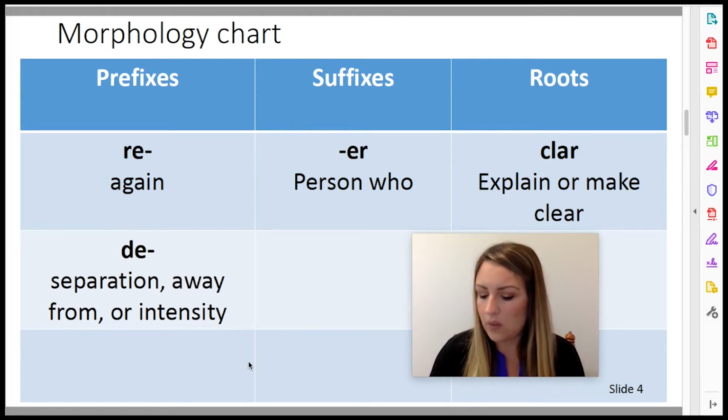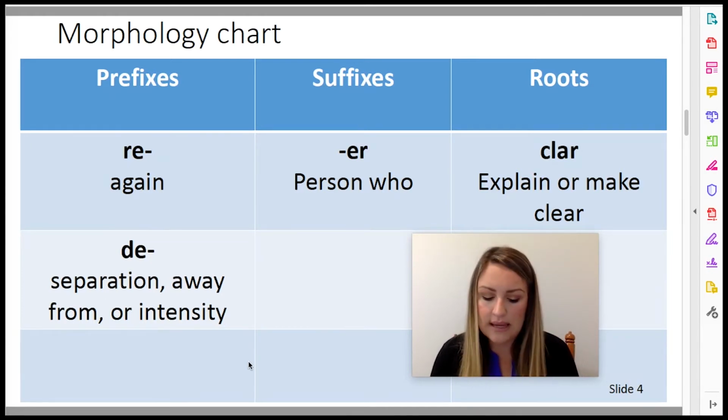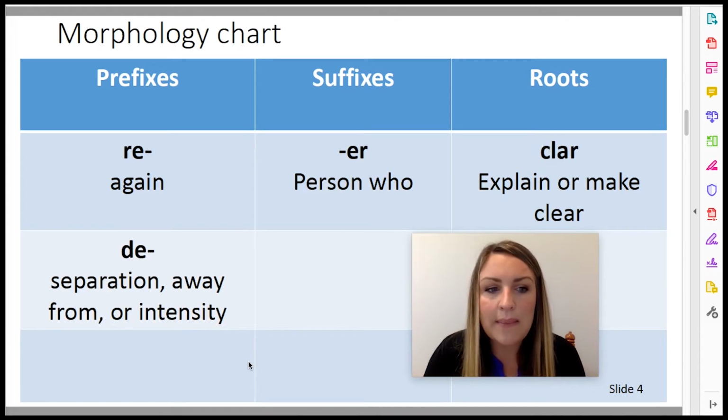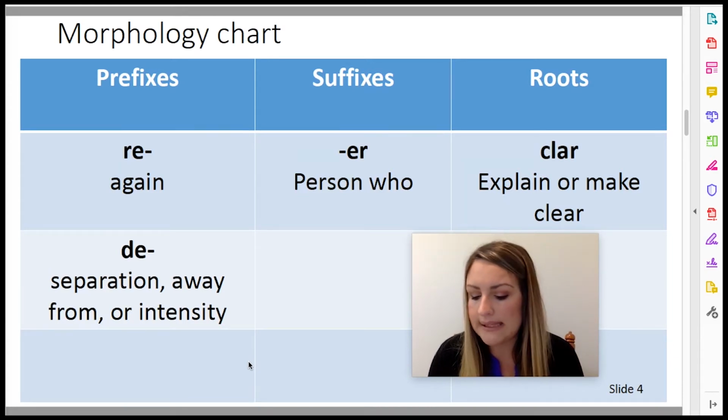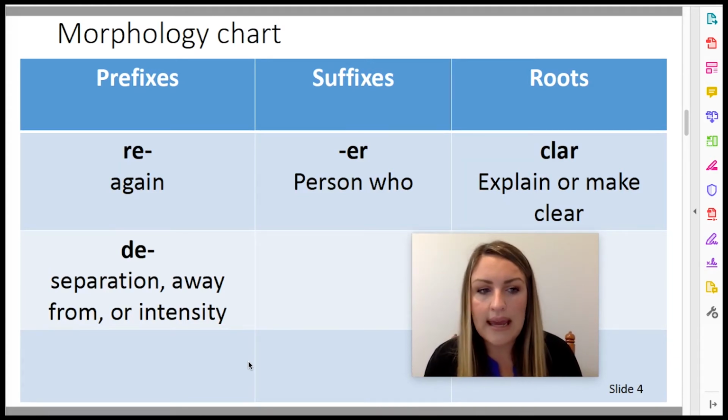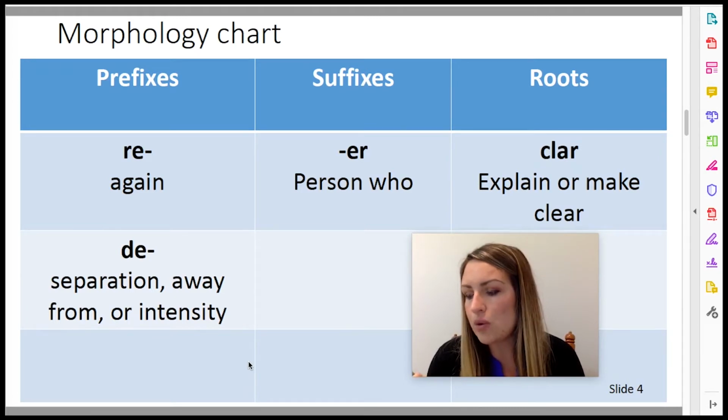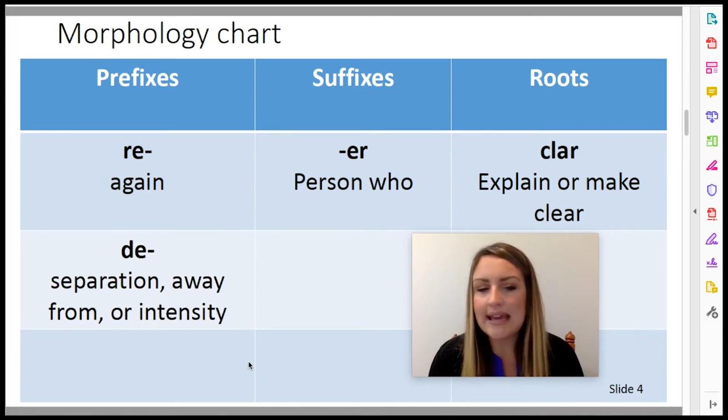ACCOMPLISHMENTS. So that should be on one side of your paper, accomplishments. And the other side of your paper, we're going to write the word purposes. And I'll spell it for you. Ready? PURPOSES. Accomplishments and purposes. So let's go.